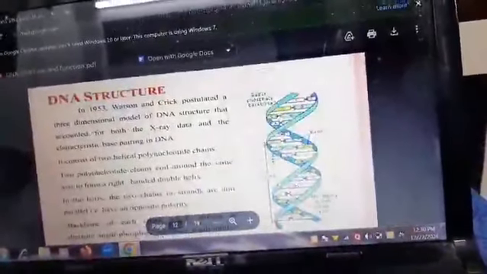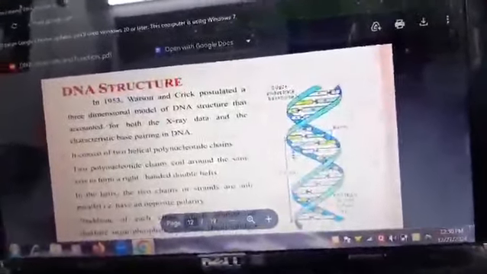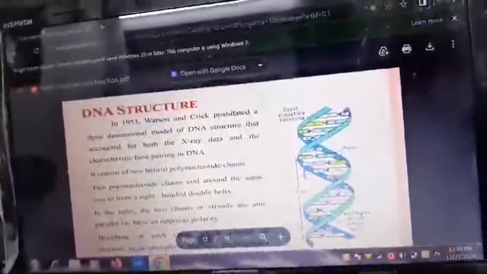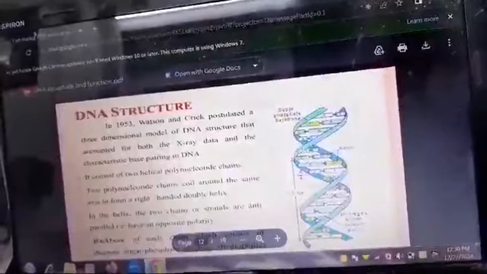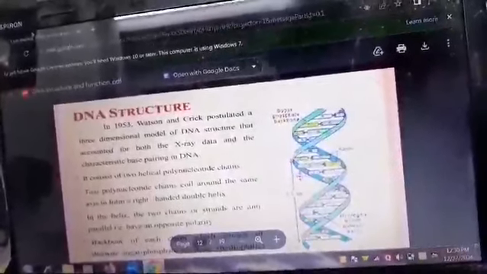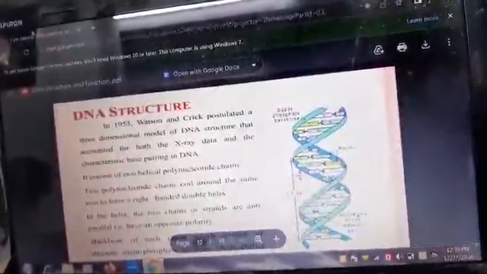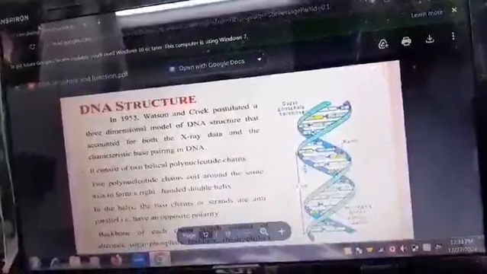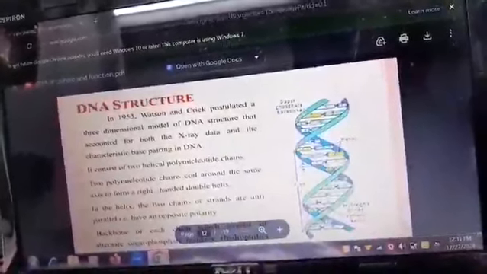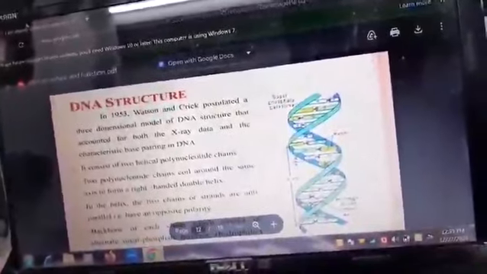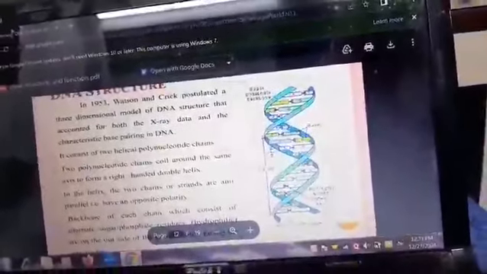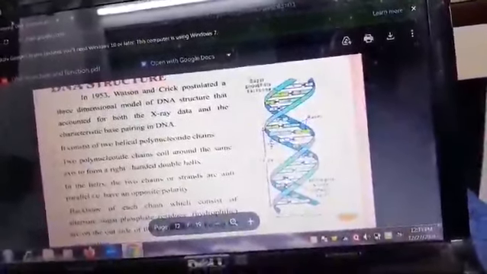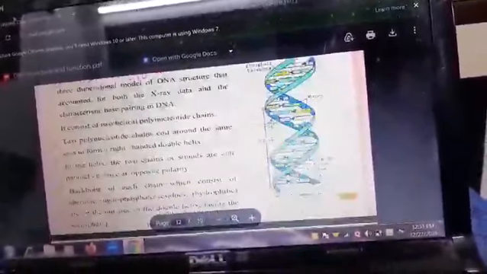Next, DNA structure. In 1953, Watson and Crick postulated a 3-dimensional model of DNA structure that accounted for both the X-ray data and the characteristic base pairing in DNA. It consists of 2 helical polynucleotide chains. The 2 polynucleotide chains coil around the same axis to form a right-handed double helix. In the helix, the 2 strands are antiparallel, that is, have opposite polarity.